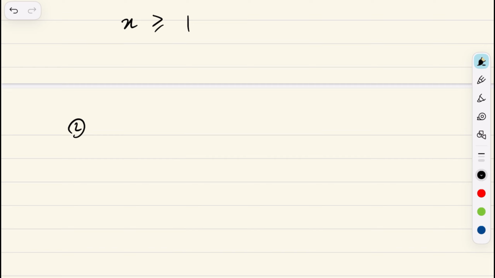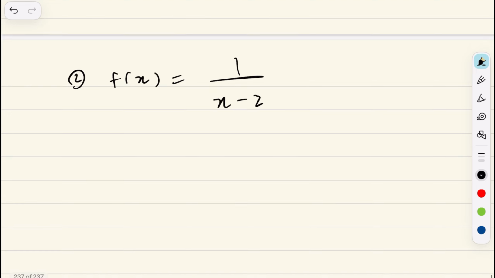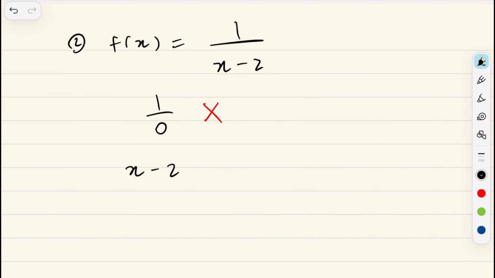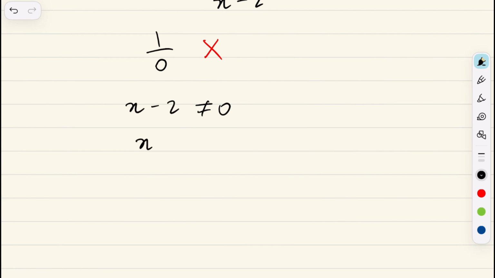Now, the second example that I'm going to show you is for fractions. So let's take f of x equals maybe something like 1 over x minus 2. So you should know that division by 0 is not allowed. We can never have 1 over 0. It simply doesn't work out. So this x minus 2 can never be equal to 0. So this means we move the negative 2 to the other side, so x can never be equal to 2. All right. So this value must be excluded from the domain.